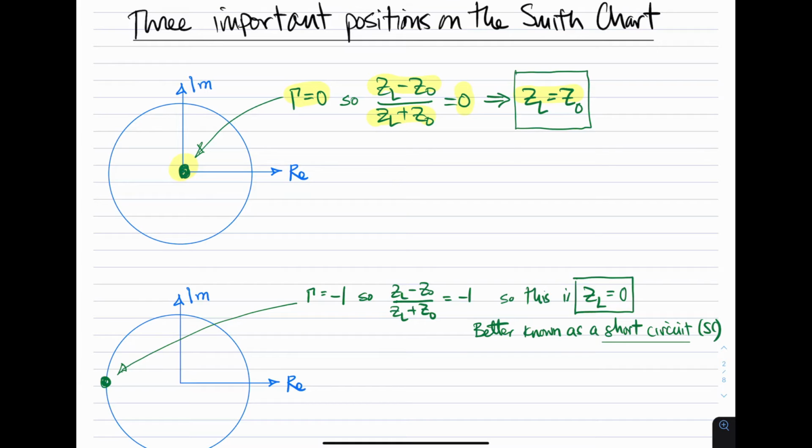The second important position that you should know about is where the reflection coefficient is equal to minus 1 plus j0. This point here on the left side of the unit circle. In that case, we know that z sub l minus z sub naught over z sub l plus z sub naught is minus 1. And right away we see that z sub l must be 0 at that point. So we refer to this, of course, as being a short circuit, or the short circuit position.